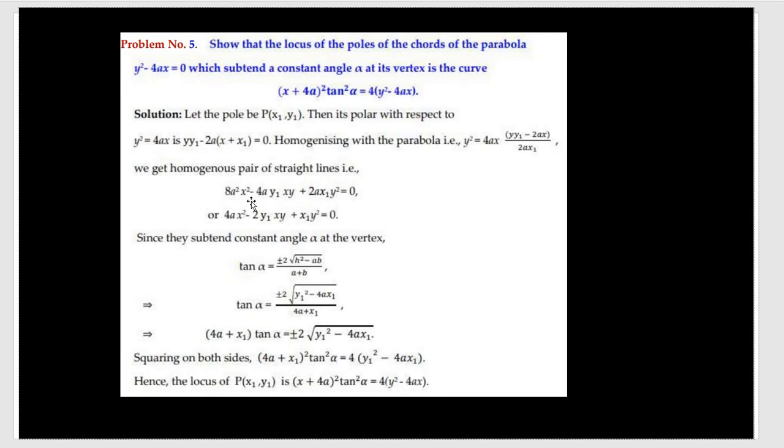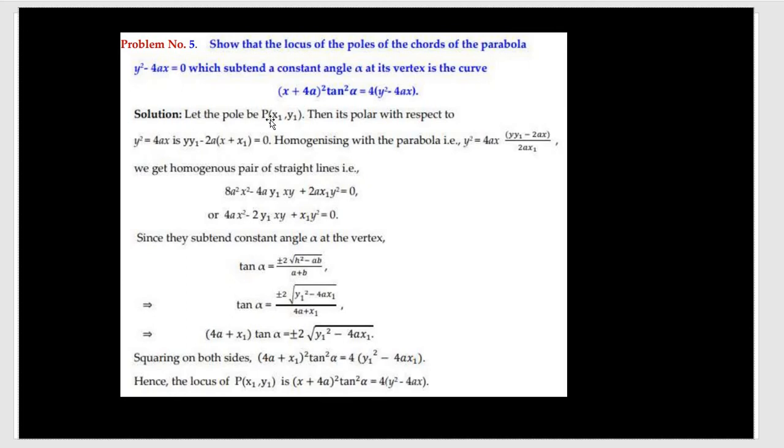So next problem is, show that the locus of poles of chords of the parabola which subtend a constant angle alpha at its vertex is the curve. So whenever a chord subtends some angle at the vertex, the technique is to homogenize. Homogenize the parabola with the help of the polar. So locus of poles is asked, so you have to start like this.